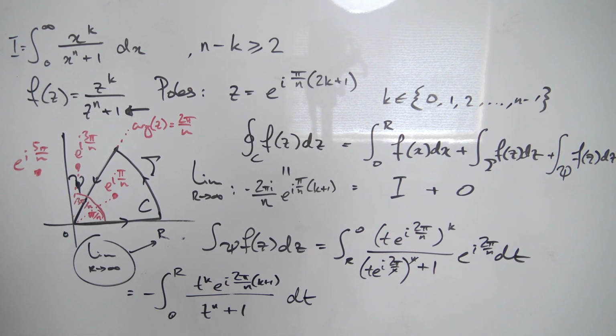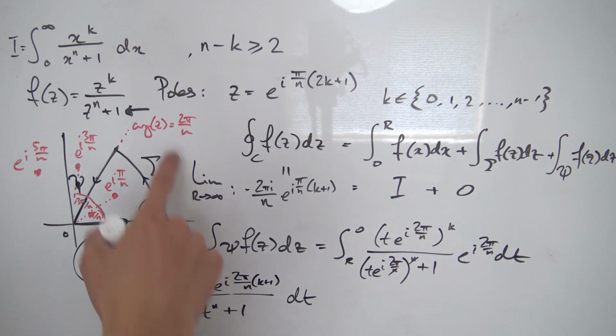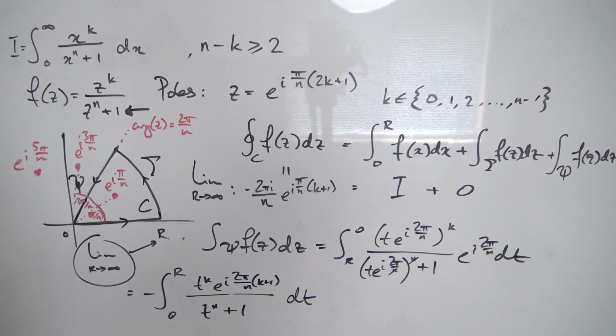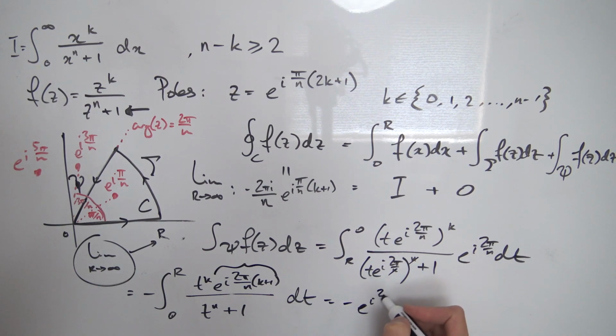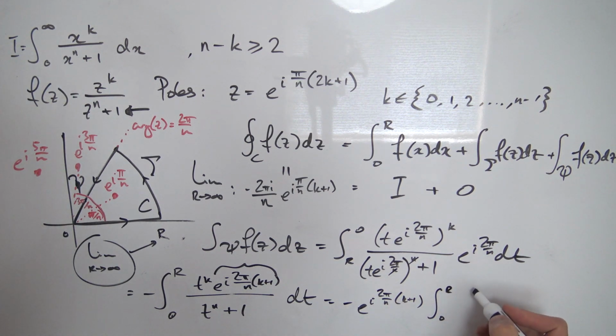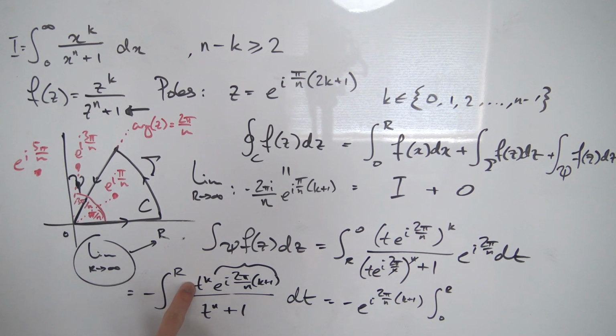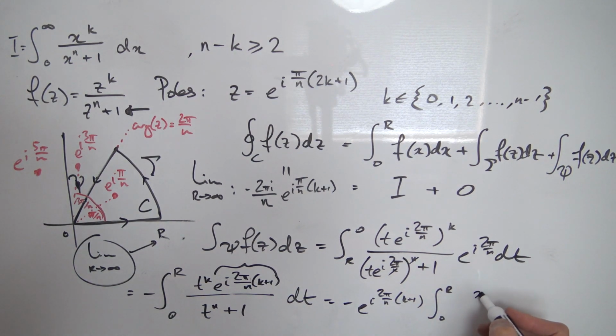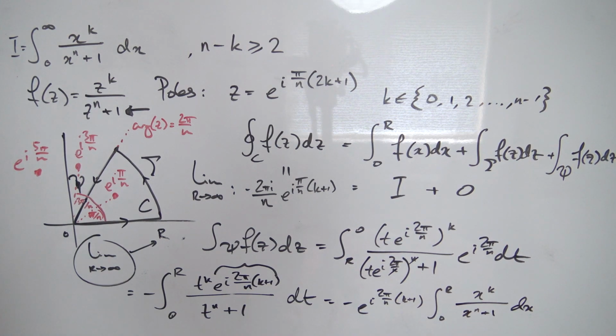Alright, so this is the integral we're dealing with, and notice that this looks very similar to what we have going on at the very start. I'm just going to do a little bit more work, and maybe you'll see it. This is now negative. Let's bring this constant out to the front right here. So e to the i 2 pi over n times k plus 1. Now we have the integral from 0 to r of t, and notice t is just a dummy variable. Let's replace it with x, for example. So x to the k over x to the n plus 1. So we just made a variable replacement right there.